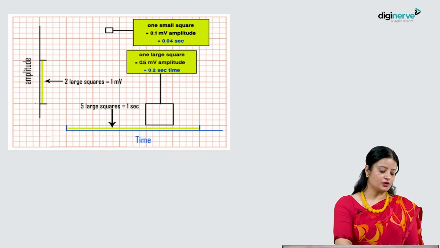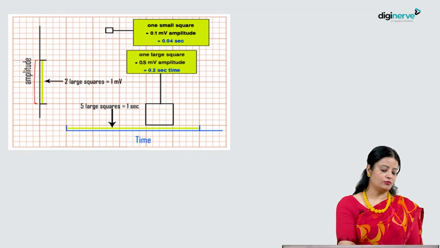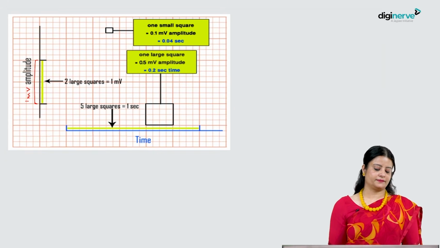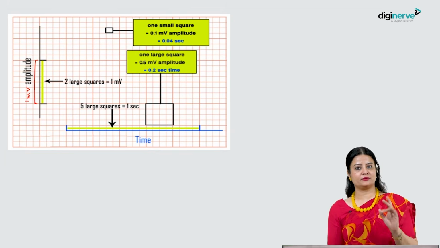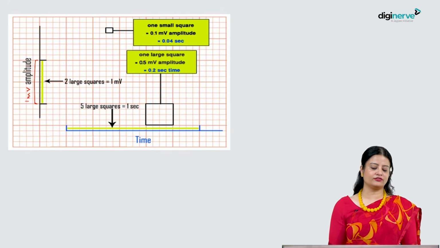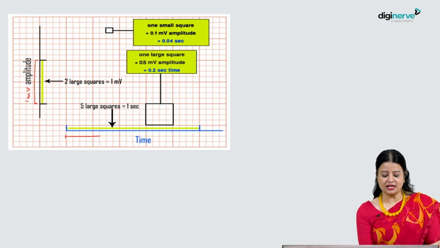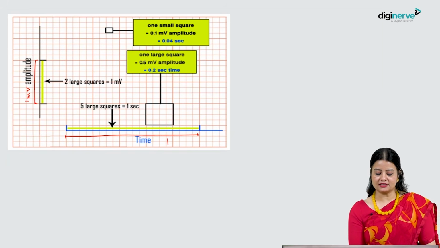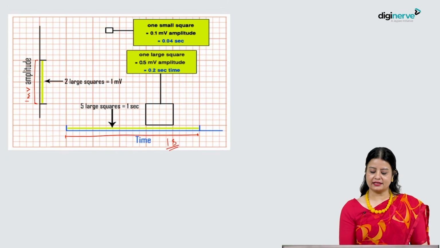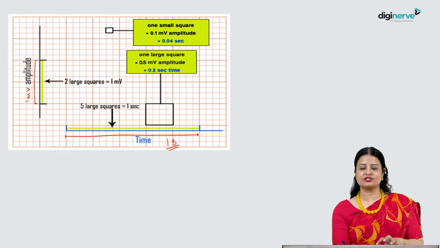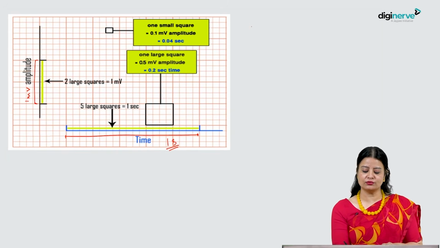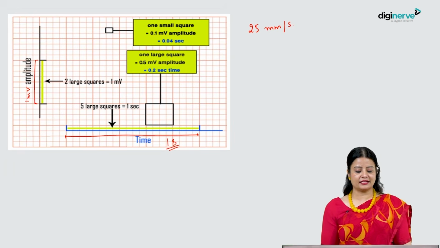So two large boxes, they will make 1 millivolt. So two large squares, they will make 1 millivolt of the amplitude, right? And 5 large squares, they make the time 1 second, and this calibration of time holds true if our paper speed is at 25 mm per second.